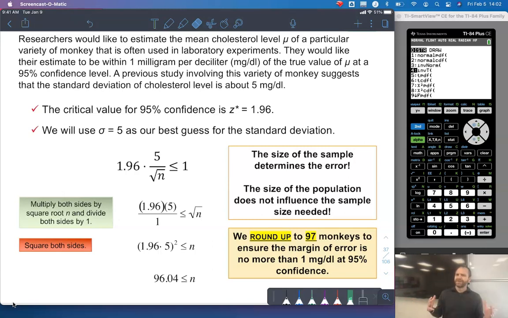So, man, that'd be a great multiple choice problem, wouldn't it? Like, choice A to be 96, choice B to be 97. That'd be a really cool multiple choice problem to see if you're paying attention to this idea of rounding up.